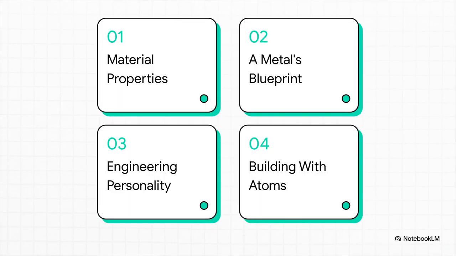So here's our game plan. First, we'll talk about what makes materials different in the first place. Then, we'll dive into the secret blueprint of metals. After that, we'll see how engineers can literally change a metal's personality. And finally, we'll put it all together to see how we build with atoms.